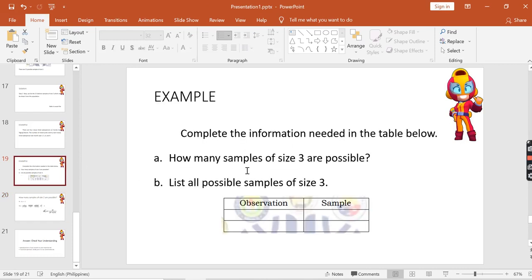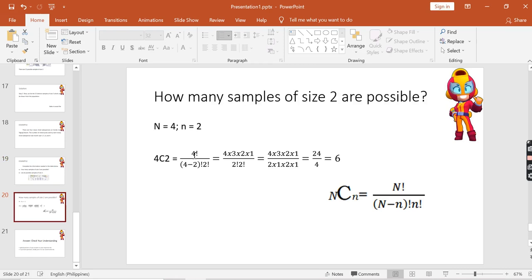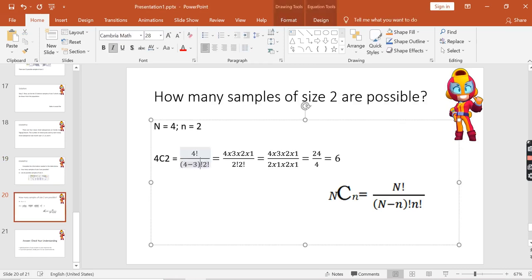Say we are concerned with the sample size of 3. So how many samples of size 3 are possible? Okay, so let's recompute. Let's go back to the given here. So let's replace 2 with 3. So 4 minus 3 will be 1. Okay? That would be 1 factorial.